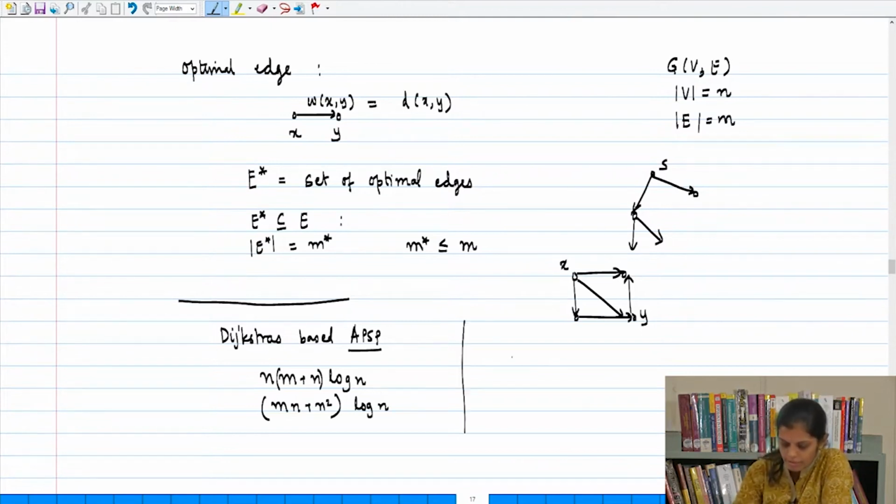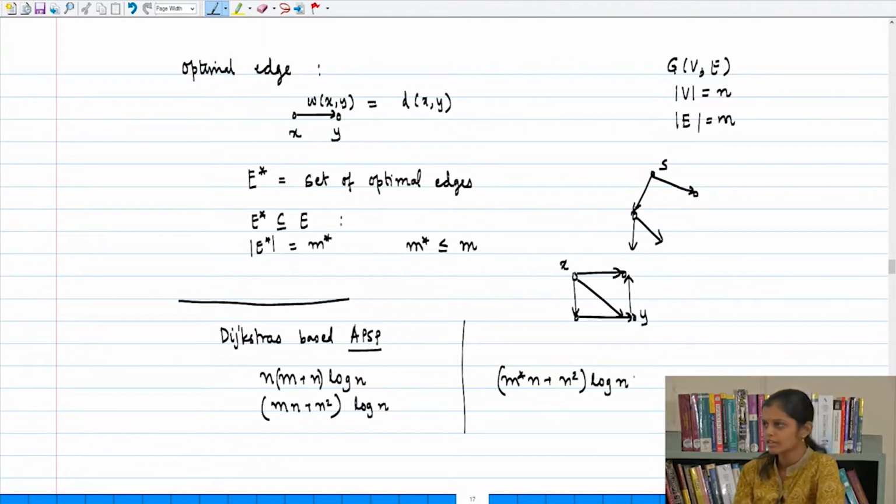What we are aiming towards is an algorithm which runs in m star n plus n squared log n. So we may be better in some cases, we may be equal in the case of Dijkstra, but we are no worse in terms of the running time. Is this clear? This is the goal of this lecture. We are going to present an algorithm which runs in m star n plus n squared log n. This is the saving that we make instead of mn plus n squared log n.